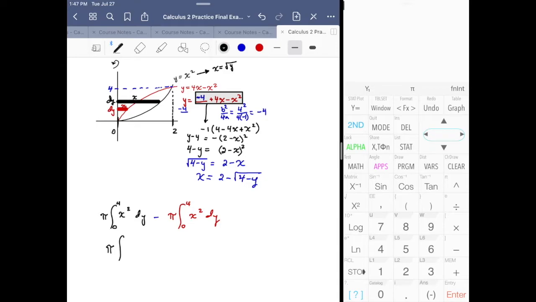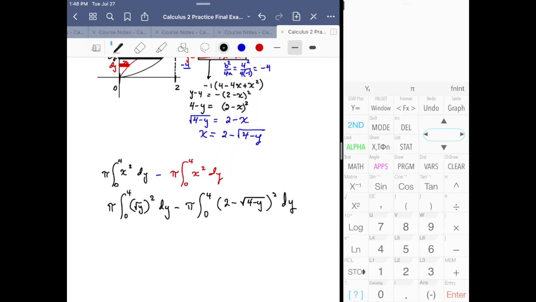All right, so it's the square root of y squared dy minus pi, still over the interval of 0 to 4, 2 minus the square root of 4 minus y as a quantity squared dy. So all that has to go in. Some of you could do easily enough by hand.